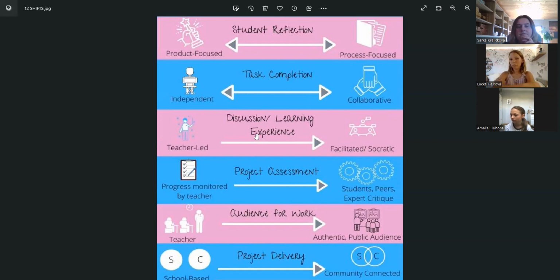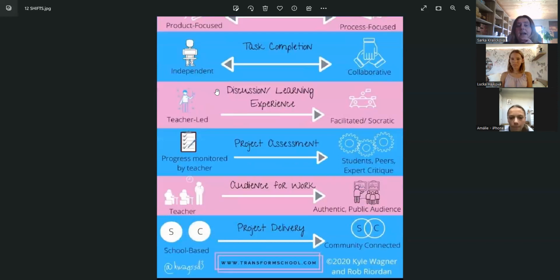For me, like the task completion, I also like the collaborative more because, as Amy said, there are more ideas. Okay. Discussion, learning experience, teacher-led, and Socratic questions, which is great about dialogues, because it's all open-ended questions that make you think. So what would you say about the learning experience with books, with cards, and teacher-led or Socratic or facilitated together?